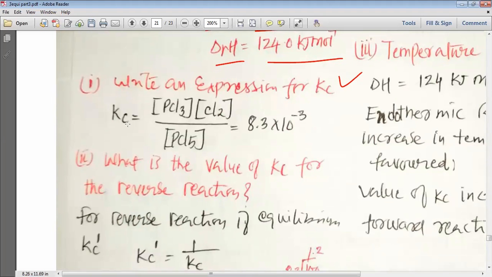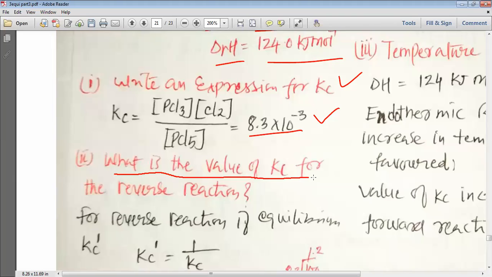So we can write Kc is equal to the concentration of products divided by the concentration of reactants. As products we have PCl3 and Cl2. So Kc is the concentration of PCl3 multiplied by the concentration of Cl2 divided by the concentration of PCl5. So ultimately we get 8.3 into 10 to the power minus 3.